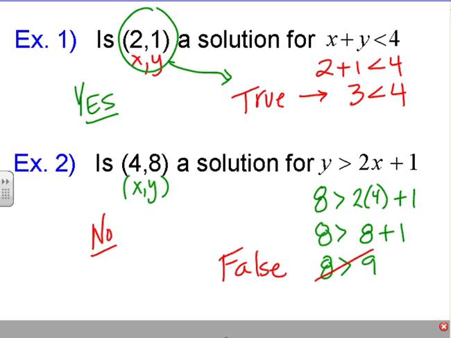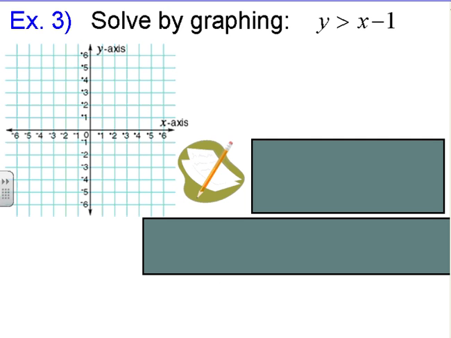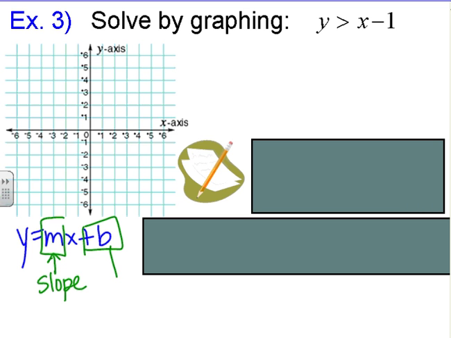Now let's take a look at doing it from top to bottom, graphing and showing all the possible solutions to a linear inequality. First, we're going to remind ourselves of some things. y equals mx plus b. This is the slope-intercept form of an equation. I should say slope y-intercept form, because when the y is on the left and everything else is on the right, the coefficient of the x term is the slope, and the b represents the y-intercept. We can use this information to help us graph.